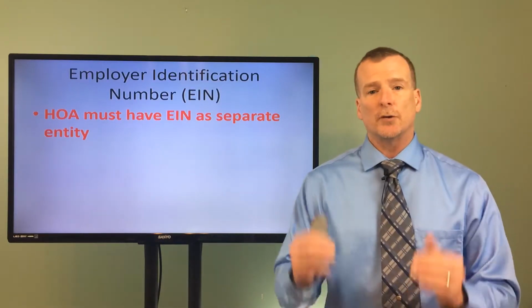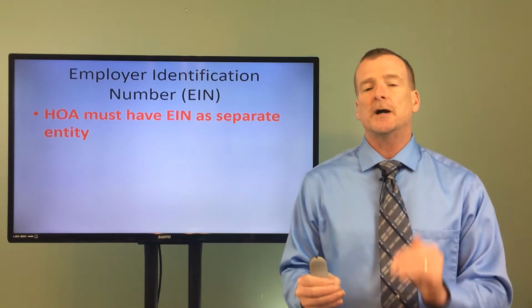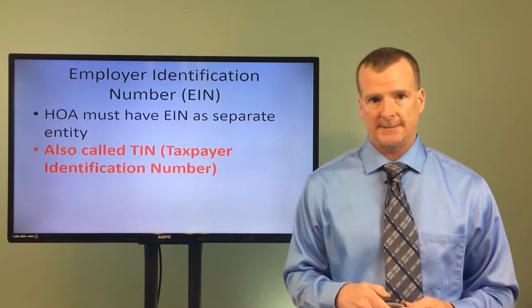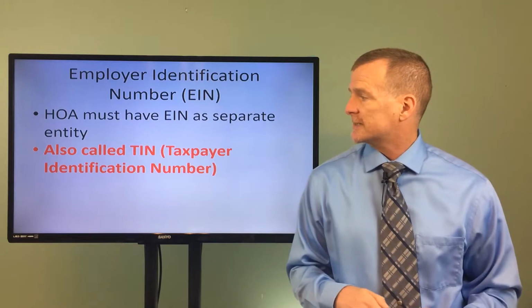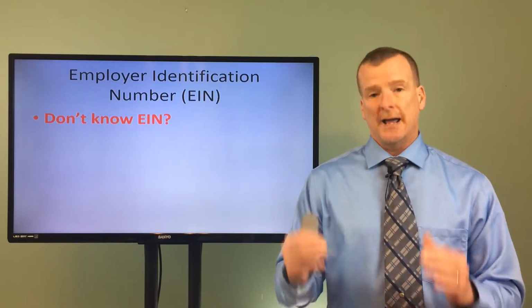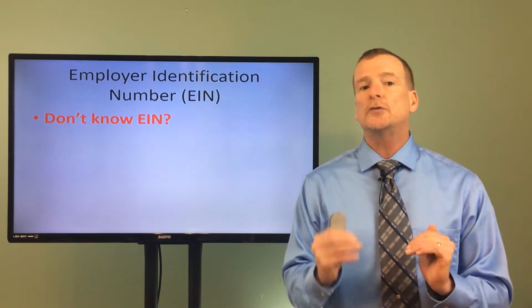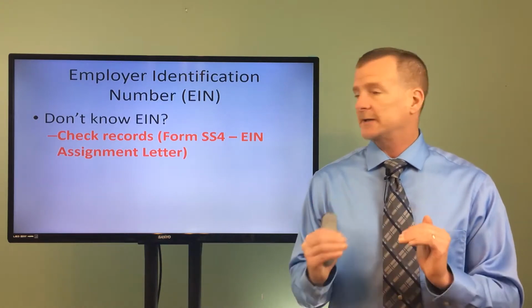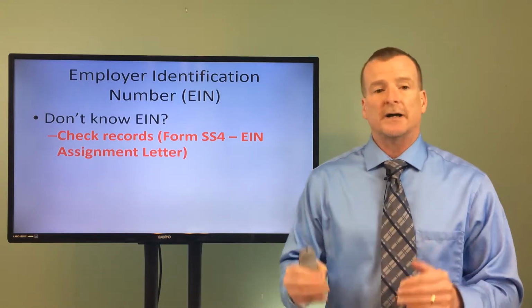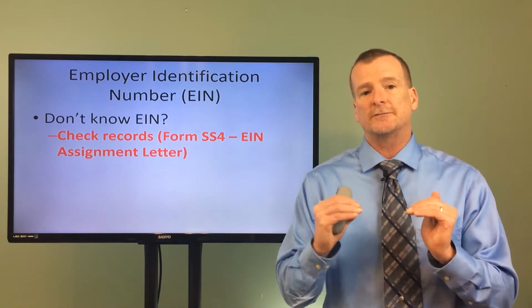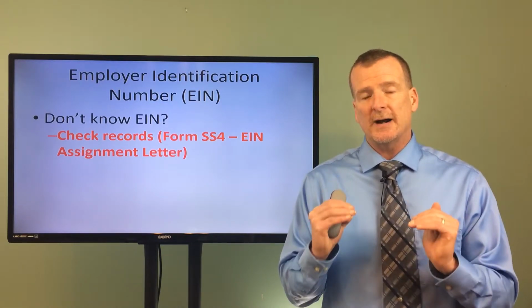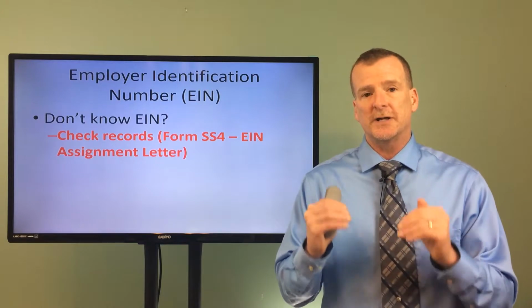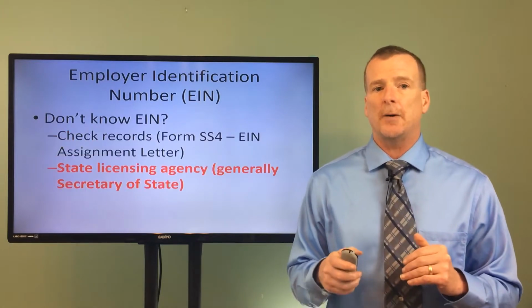HOAs must have their own employer identification number because they are a separate entity. This is also called a taxpayer identification number. In many instances for HOAs, they won't know their EIN. So if you don't know your EIN, you want to check your records. Again, you want to look for that SS4 form, and there also would be an EIN assignment letter from the IRS providing you with that number, telling you about what forms you would need to file.